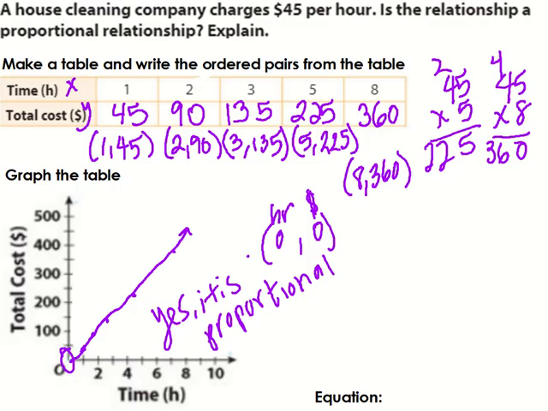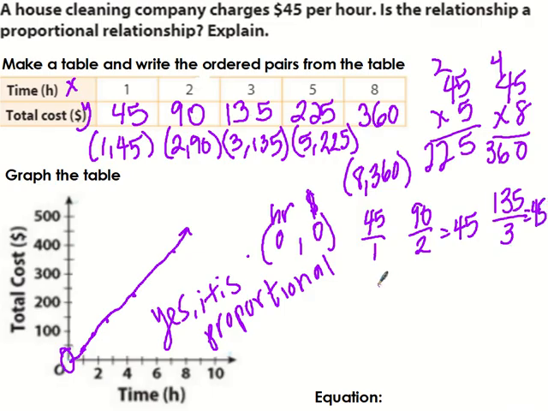So since it is proportional, it means there has to be a constant rate of change. So we could set up all of these ratios, 45 over 1 and 90 over 2, which is also 45, and 135 over 3, which gets me 45. And so we would get this constant. Remember, the constant is k of 45, and so our equation would be y equals 45x.